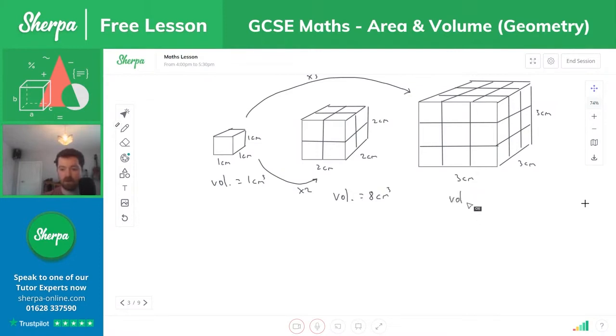Our volume of our largest cube is going to be base times depth times, or width times depth times height. And that's going to be 3 times 3 is 9, times 3 is 27. And again, those units are centimeters cubed.